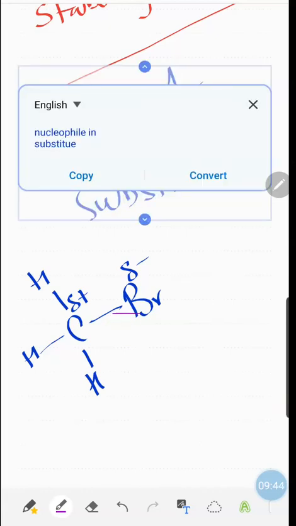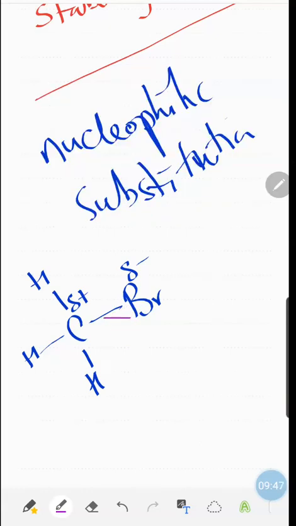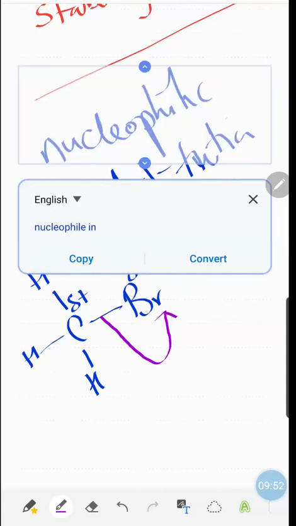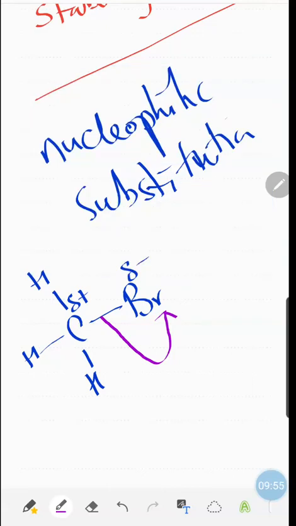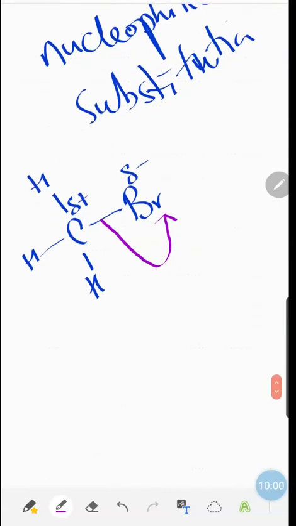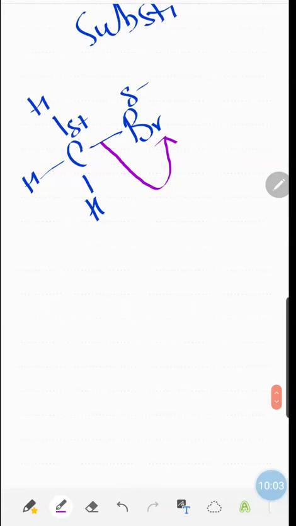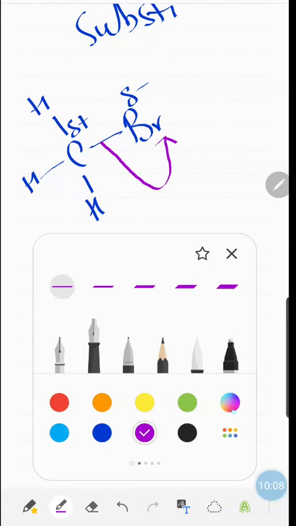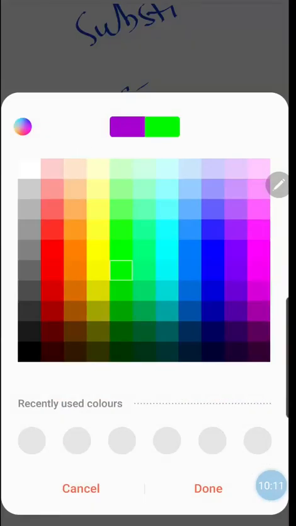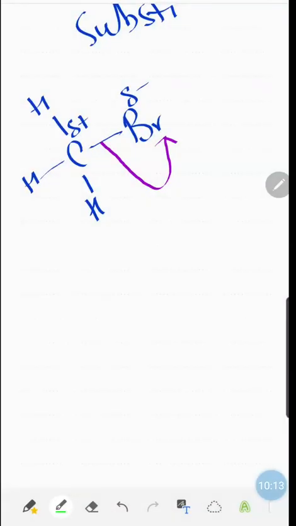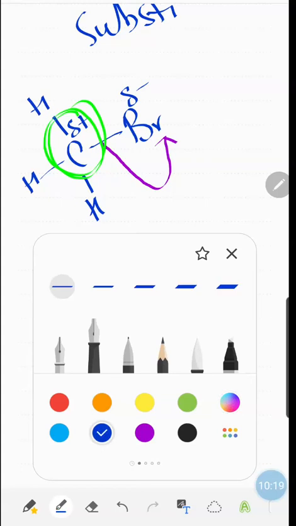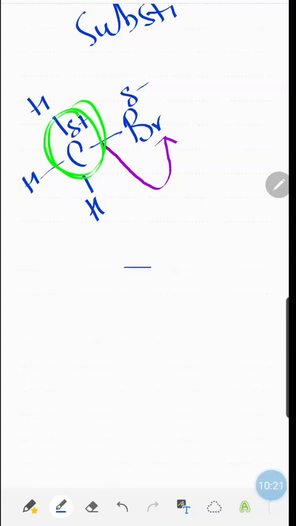the bromine attracts a pair of electrons towards itself. That means that the carbon now has become electron deficient. So that has made this carbon electron deficient. There. So it's electron deficient. That means this carbon will now be attacked by a nucleophile.